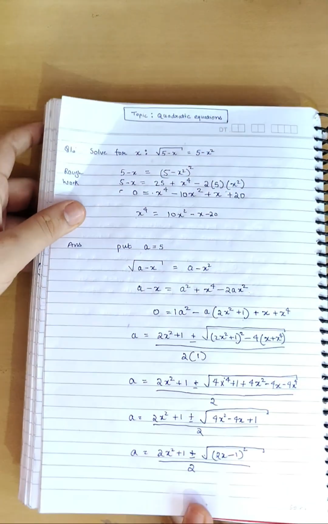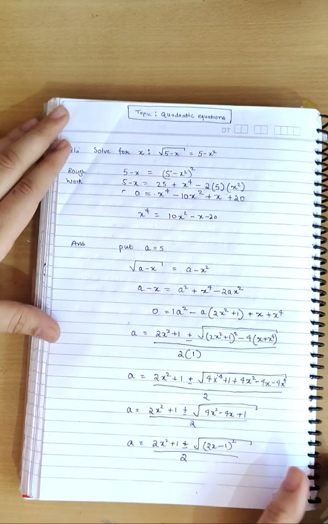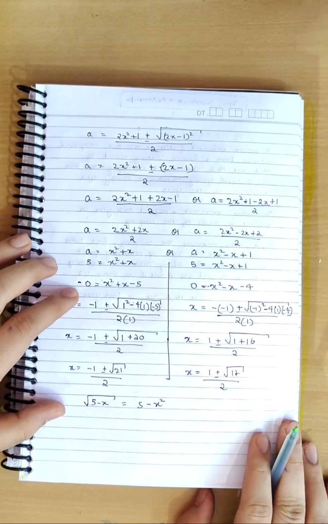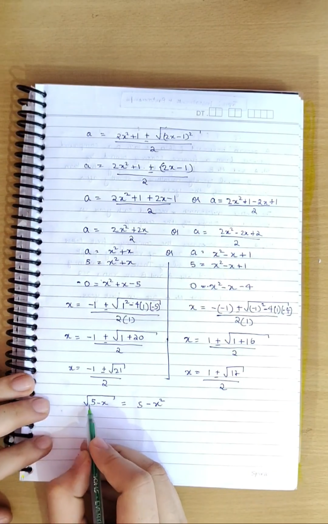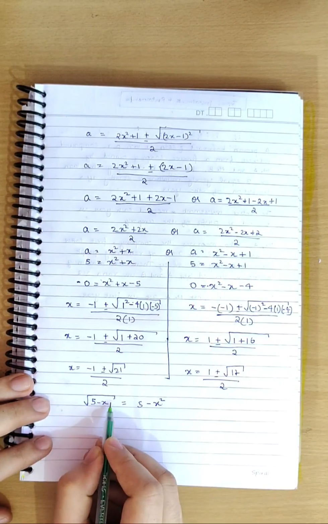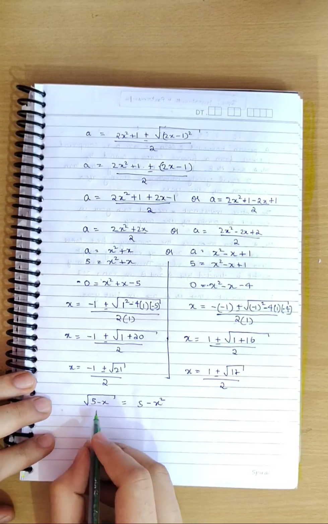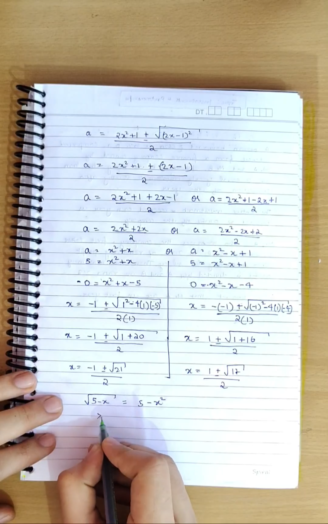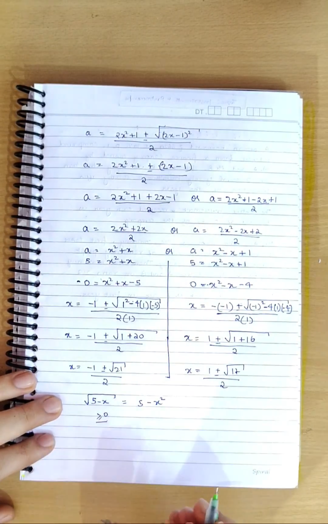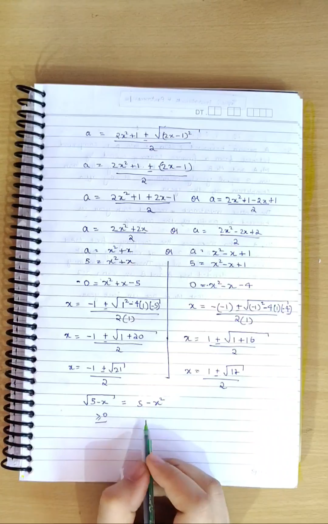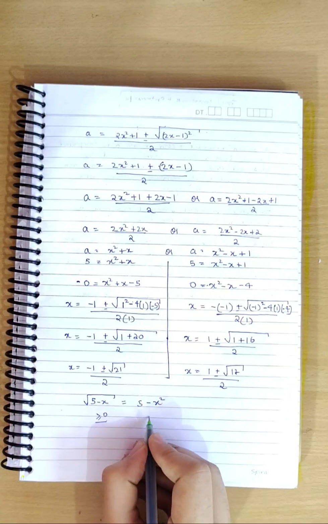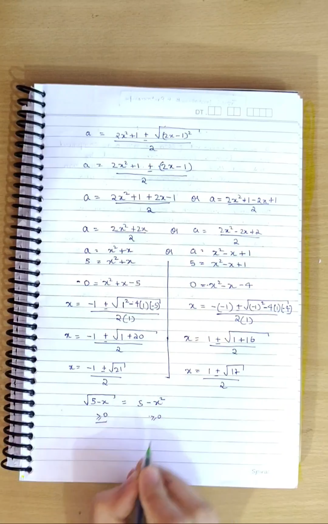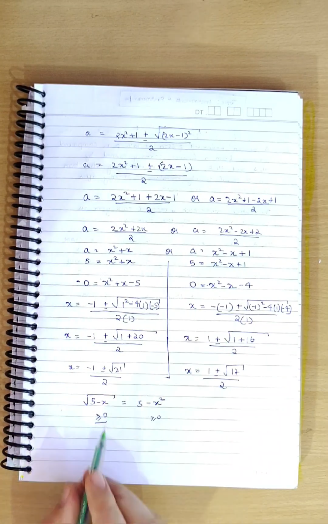Let's check that. So now we know that this is the square root function and the range of the square root function, the result of this function is always greater than or equal to 0. So this function's output should also be greater than or equal to 0. Okay, so we check.